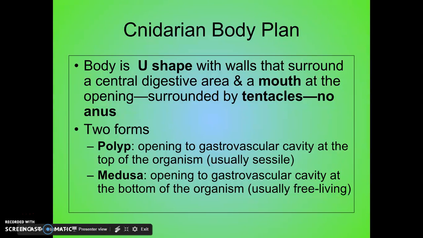The body plan of cnidarians is a U shape, either up or down, with a mouth surrounded by tentacles and no anus. So the opening of the mouth is also the waste opening. They have two forms. They have a polyp form that is sessile and a free-living form called the medusa.